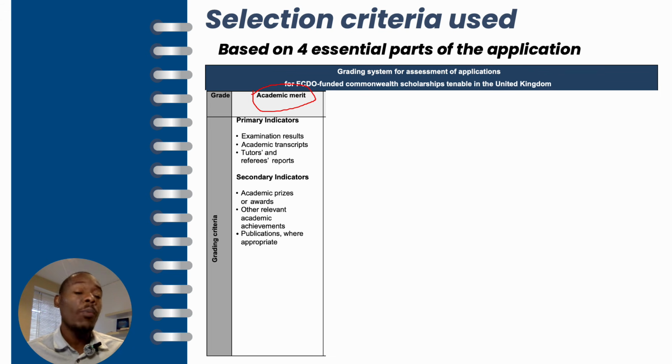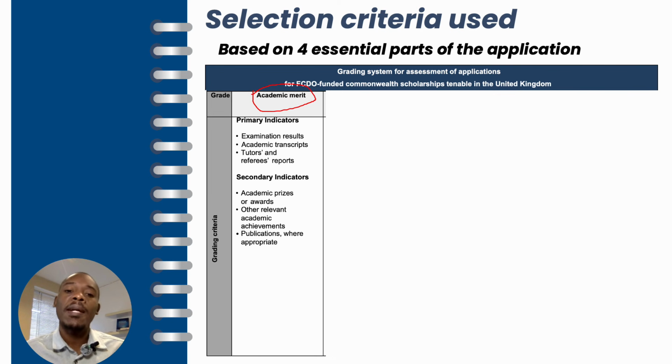As you can see, the Commonwealth scholarship is considering a tutor report as a primary indicator. So it is highly recommended that you get a comprehensive support statement from your PhD supervisor, the one who is going to supervise you.